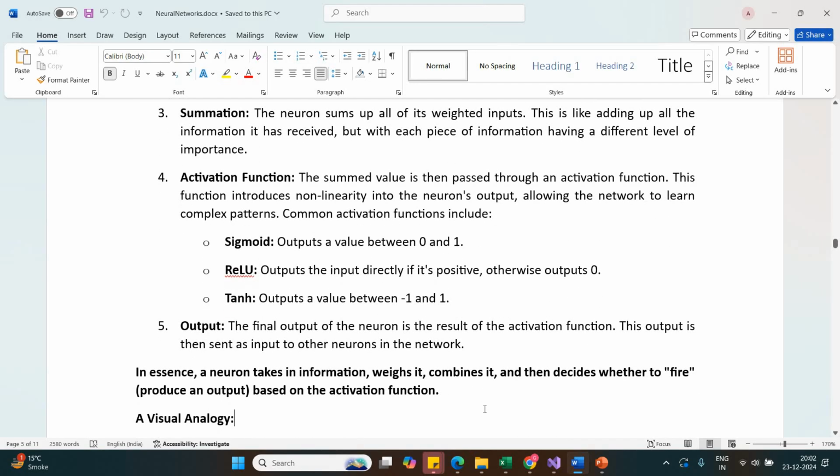Then comes the output. The final output of the neuron is the result of the activation function. This output is then sent as input to other neurons in the network. So this is how it works. I hope you have understood. So in a sense, a neuron takes in information, weights it, combines it, and then decides whether to fire based on the activation function. Okay, so with this, I would like to conclude this particular video.